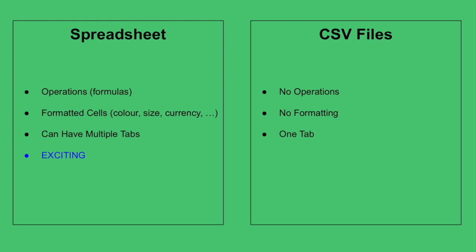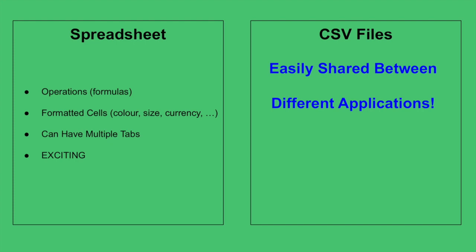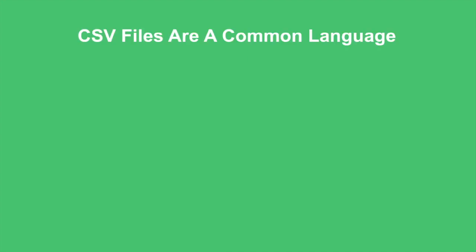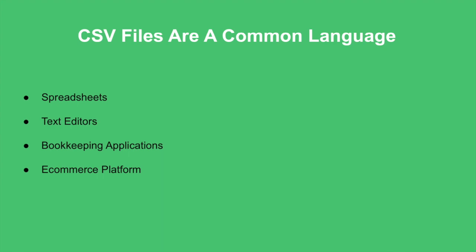As you can see, spreadsheets are really exciting. And in comparison, CSV files seem kind of boring. So why bother? The thing about CSV files is that simplicity is easily shared between different applications. CSV files are a common language for spreadsheets to speak with text editors, or bookkeeping applications, or e-commerce platforms, or even other kinds of applications. So with a CSV file, you can bring data from one application into another application and keep it coherent.